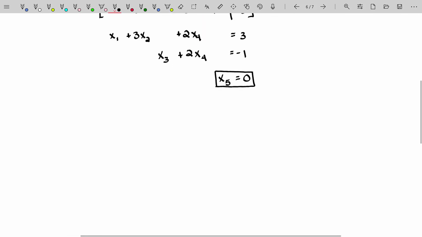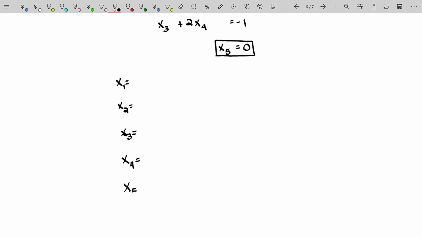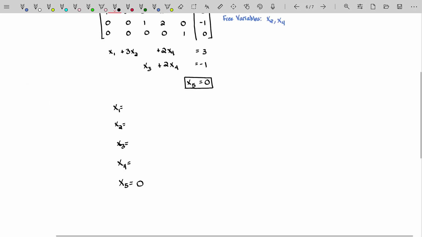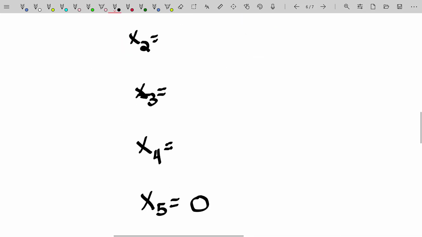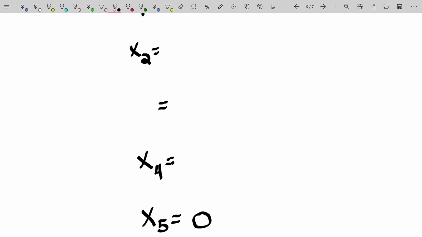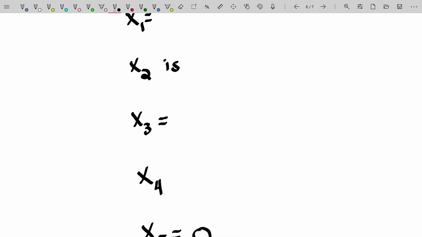So I'll go ahead and list that down below. I'll actually say x sub 1 is equal to, x sub 2 is equal to. So I'm listing out what my variables are going to equal. However, two of them are free. And when I say free, I don't mean like they've been given to us. I mean, they're literally free variables. So x sub 2 and x sub 4. So what I'm going to do here is, instead of writing x sub 2 equals, I'm just going to say x sub 2 is free, x sub 4 is free. Free to be whatever we want.